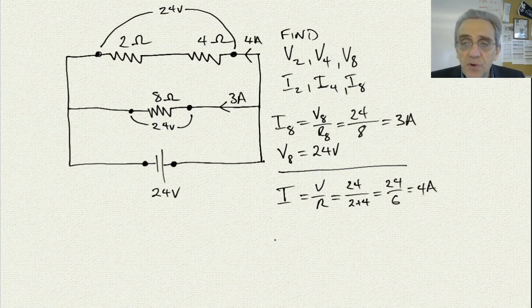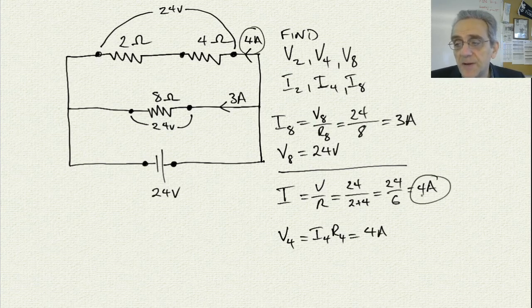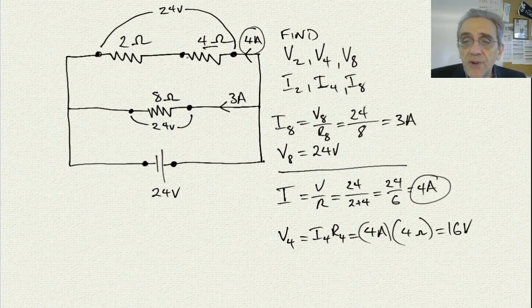Now that I know that that's 4 amps, I can easily calculate the voltage across this guy here, saying V4 is equal to I4 times R4. Now, that's easy. That's just 4 amps, because I've determined that from here, multiplied by the resistance, which is 4 ohms. That gives me 4 times 4 is 16 volts. So now I know that the drop across this guy is 16 volts.